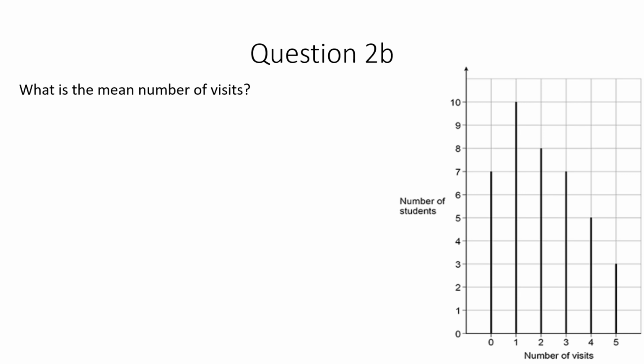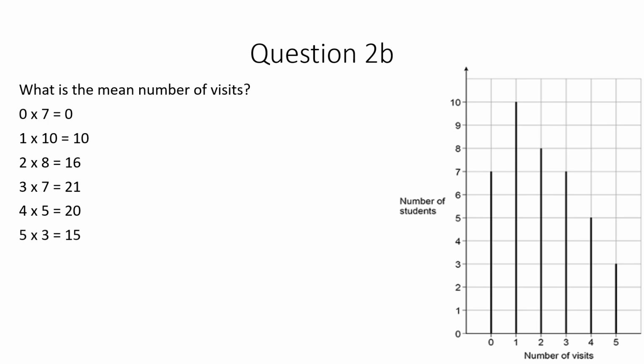Now the mean is the one that's a bit more labor intensive, takes a little bit of work. So if we go from each bar individually again, we've got 0 times 7 for the first bar, which makes 0. We've got 1 times 10 for 1 visit, which will give you 10. And then you've got 8 people who had 2 visits, so that'll give you 16. You've got 7 people who had 3 visits, so that gives you 21. You've got 5 people who had 4 visits, which will give you 20. And then 3 people who've been 5 times, so that will give you 15.